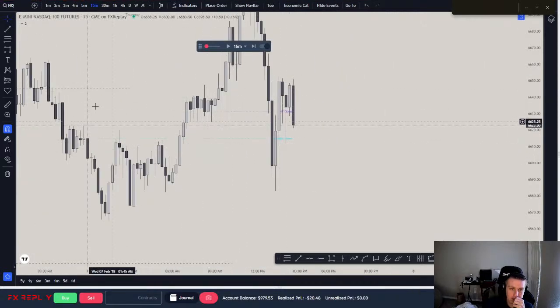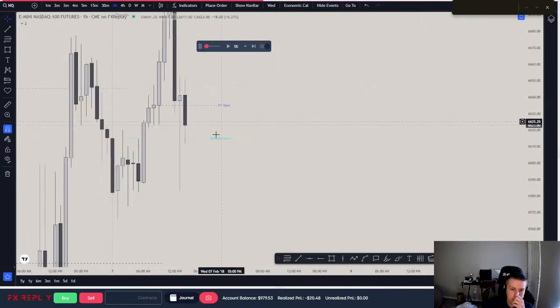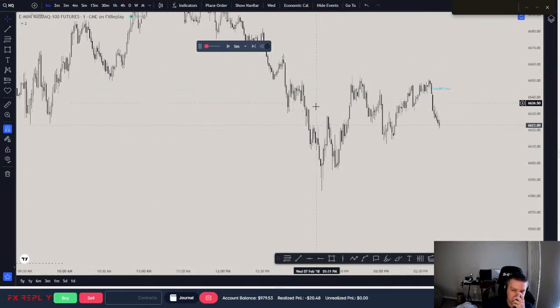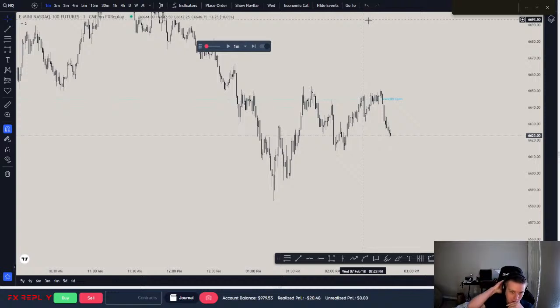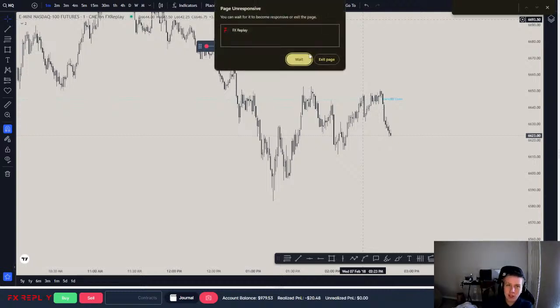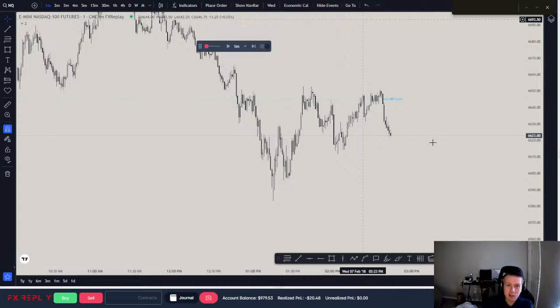We end up repricing this fair value gap. Hourly imbalance. Respecting. Alright, let's just go to the next New York's next day open. I don't care about the rest of that. See what I'm saying? It takes forever when I do go to next day open.